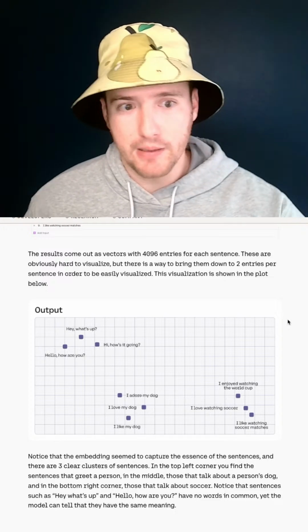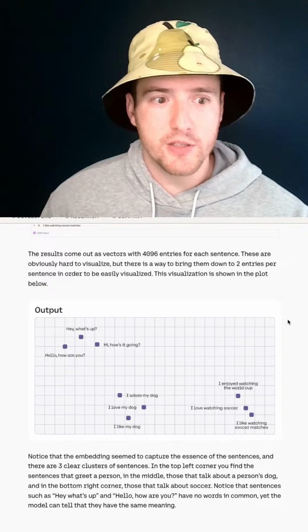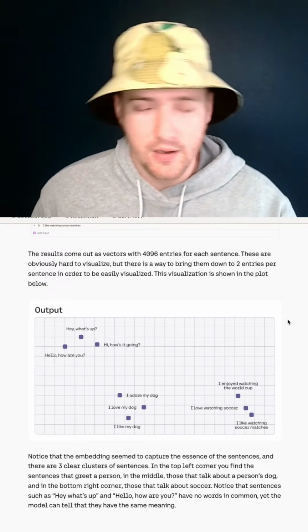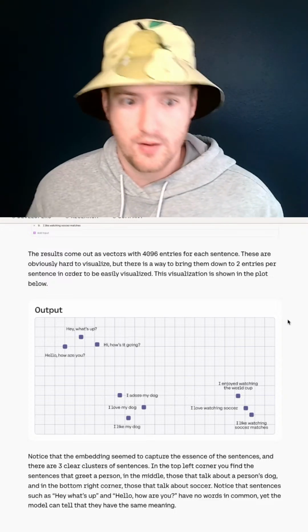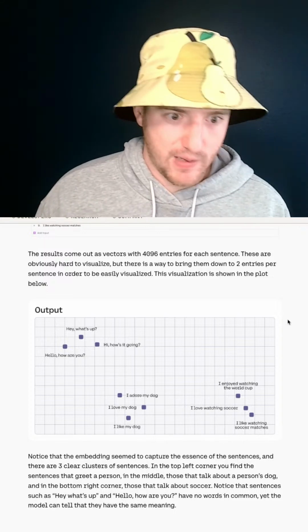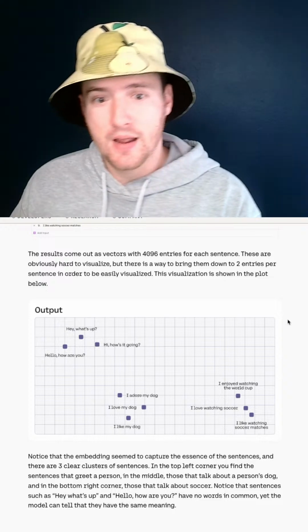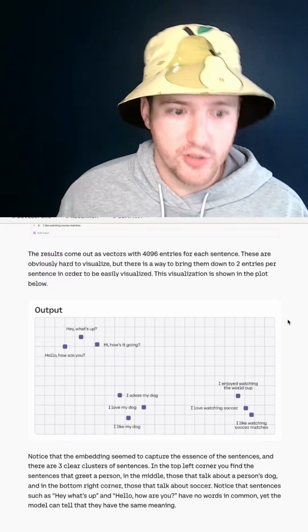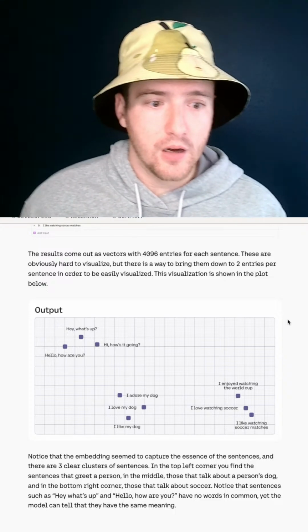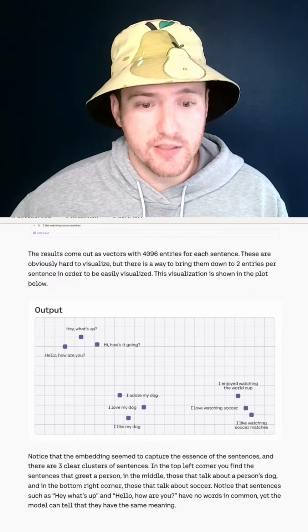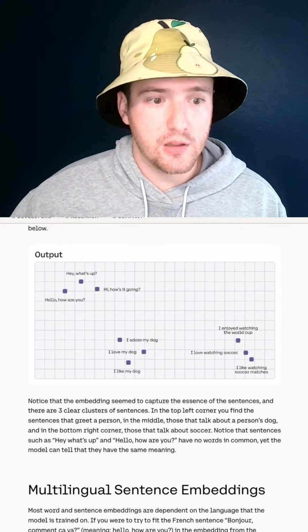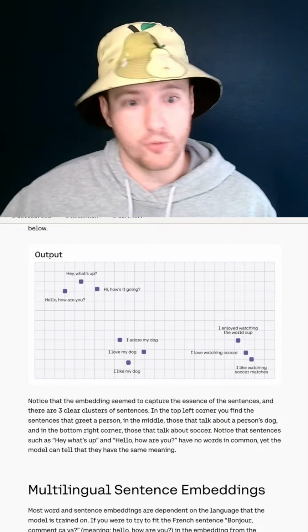We can see in the top left we have greetings: hey, what's up, hello, how are you, hi, how's it going? In the bottom we have something to do with the way a person is feeling about their animal, or even just dog in the situation. And then in the bottom right we have someone who likes watching soccer. Notice that the embeddings seem to capture the essence of the sentences, and there are 3 clear clusters of sentences. That's a tongue twister for you.